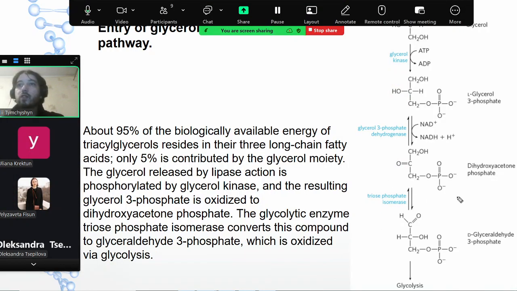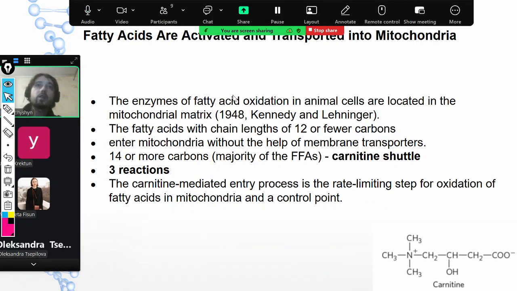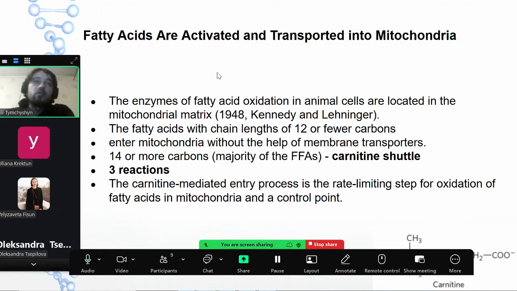And triose phosphate isomerase gives you this glyceraldehyde 3-phosphate that can go into the glycolysis pathway, and through glycolysis it will get to the Krebs cycle, and via the Krebs cycle and electron transport chain, it will produce a lot of ATP. Well, compared to the fatty acids, it's just 5%, as I told you, but anyway, we don't want to lose even that energy, because why?